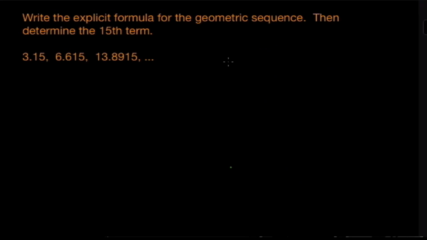Okay, so pause the video and attempt this one on your own. So let's start out with our model times r to the n minus 1. And same old, let's find the first term in the sequence. A1 is 3.15. Now, again, that's the easy part. Finding the common ratio takes a little bit of analysis.